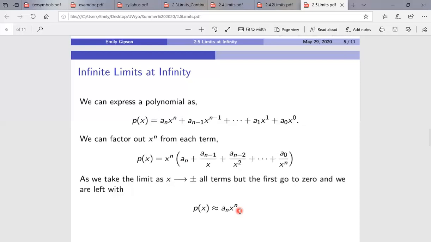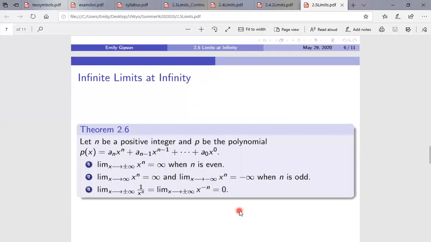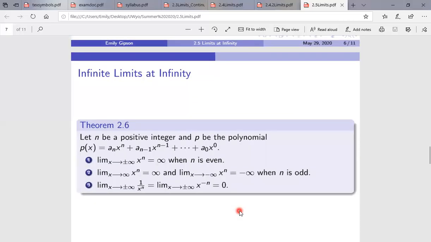But this is an important concept for you to understand, and it'll make the next few definitions make a lot more sense. So once you've gotten a hold on this, feel free to proceed. But we've got a few rules about infinite limits at infinity. And in the textbook, which I think we'll be getting a hold of pretty soon, this is theorem 2.6, and it's the first 3 entries in that theorem.